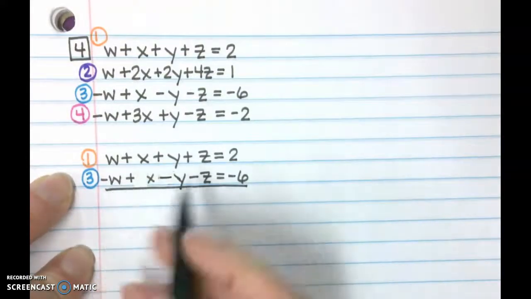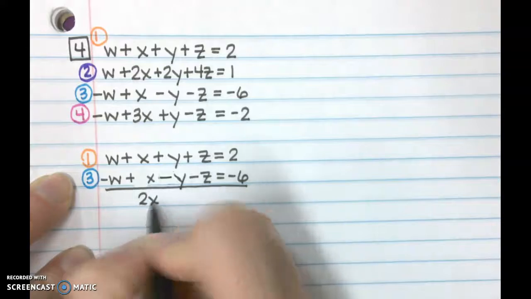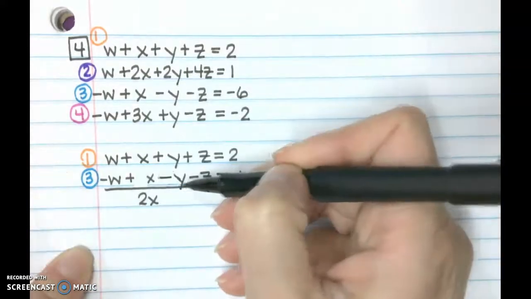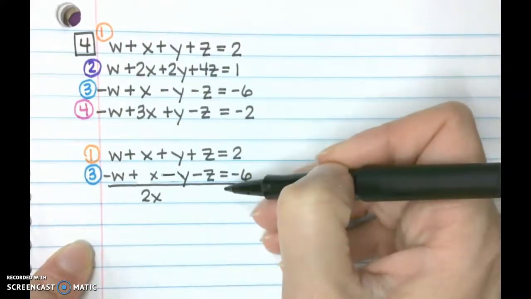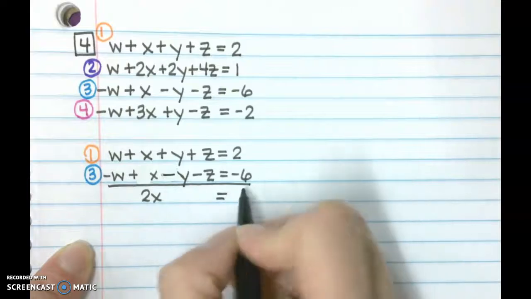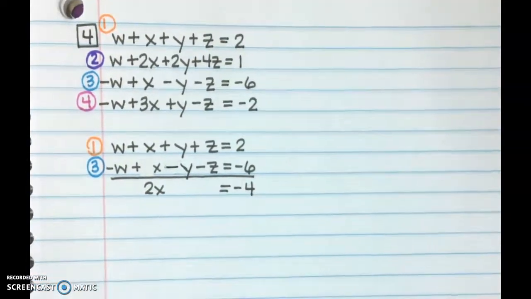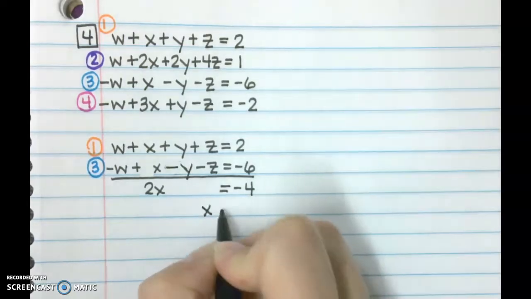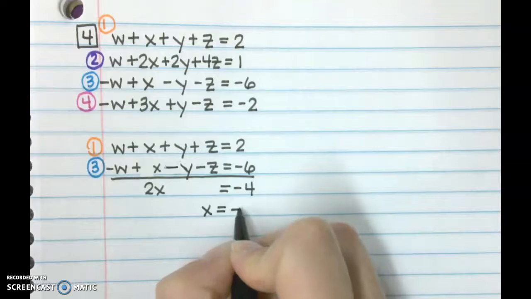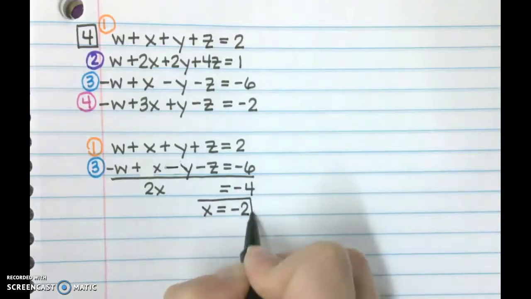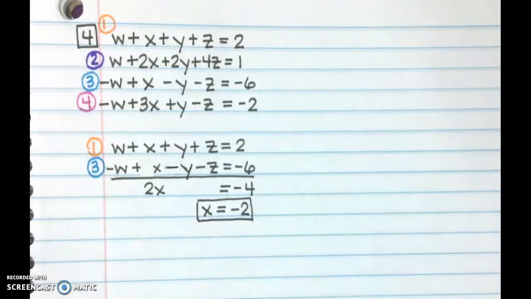So that leaves me no w's, that leaves me 2 x's. That leaves me no y's, that also leaves me no z's. So I end up with 2x is equal to -4. So sometimes in our process of solving, we end up eliminating several variables at a time, and it actually makes our job a little bit easier. So I'm already able to say I know at this point that x is -2. So I found 1/4 of my solution.